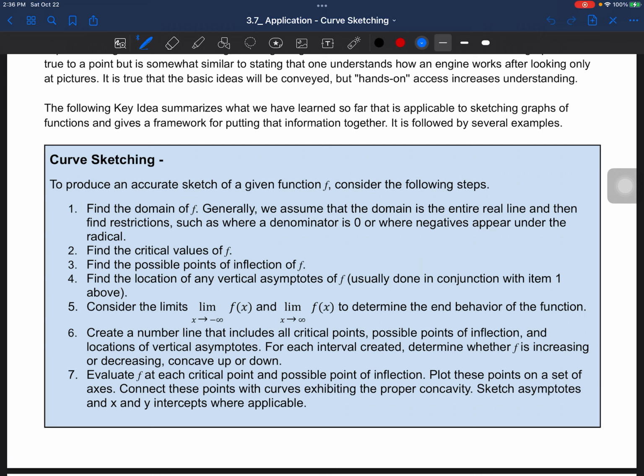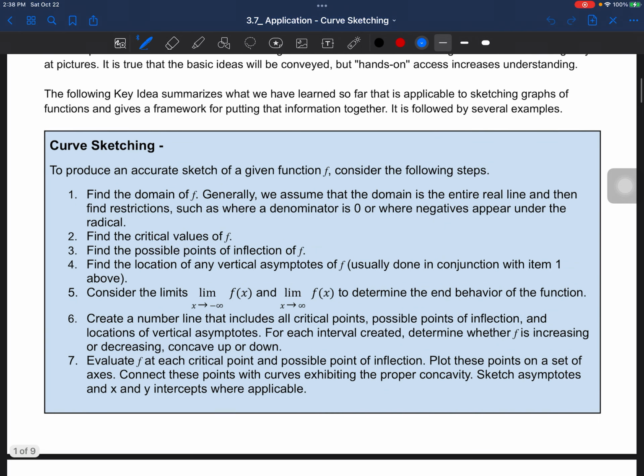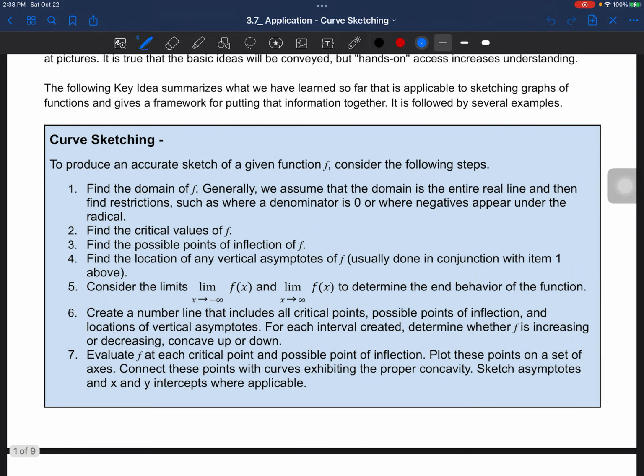To find the critical values of f, we'll set the first derivative equal to 0 and solve for x, and also find where the first derivative is undefined and solve for x. Find the possible points of inflection, which is very similar to the previous one, but in this case we'll deal with the second derivative: set it equal to 0, solve for x, and also find the values of x that make the second derivative undefined. Find the locations of any vertical asymptotes, usually done in conjunction with item number 1.